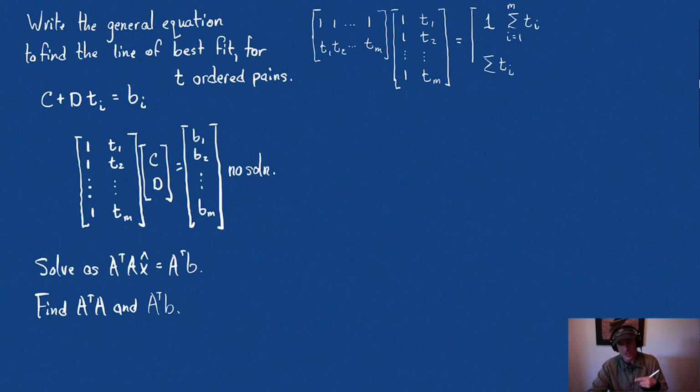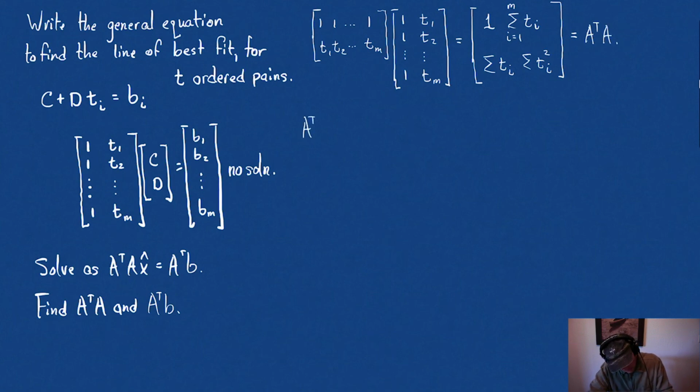The next one is going to give me T1 times T1. That's T1 squared plus T2 times T2. Well, that's just the sum of the Ti's squared. Now, this is A transpose A. Let's try again with A transpose B. Well, this is again, let's write it out.